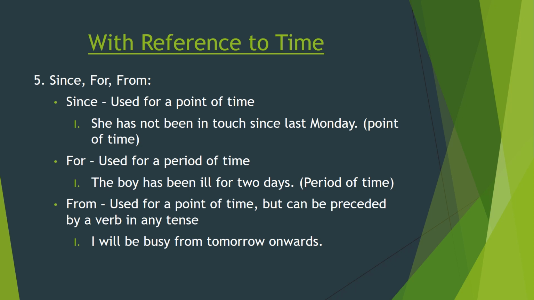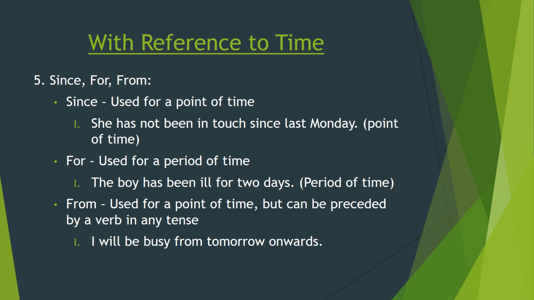For is used for a period of time. The boy has been ill for 2 days. The period is shown: 2 days, 2 weeks, 2 months, 2 years. Point of time, when it is given particularly, last Monday, last July, 15th of May, these are the points of time. Period of time means 2 days, 2 weeks, 2 months or 2 years. So since is used for point of time, for is used for a period of time.